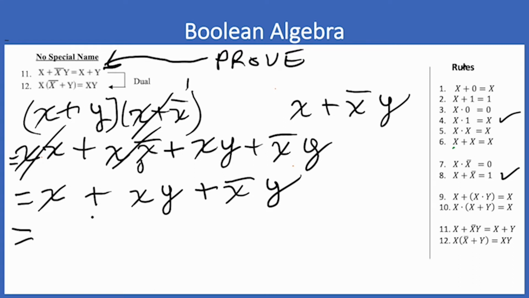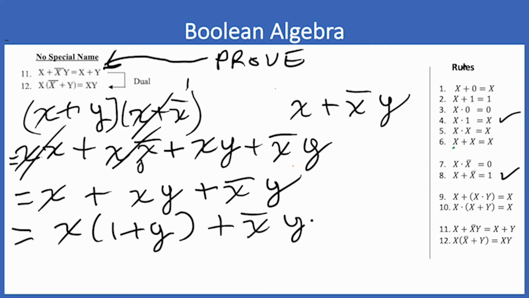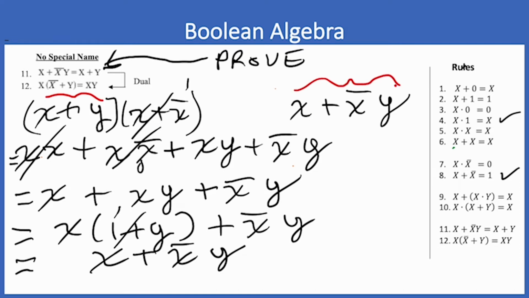So let's factor out an x here. We'll get an x times (1 plus y) plus x bar y. And 1 plus y is just equal to 1. And any variable times 1 is equal to that variable. So we end up with x plus x bar y. So we've proven that x plus y is equal to x plus x bar y. Okay?